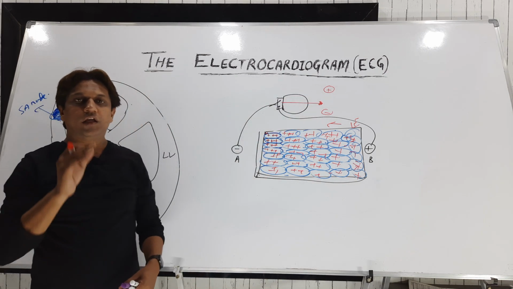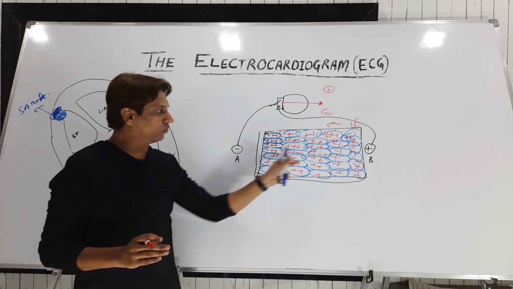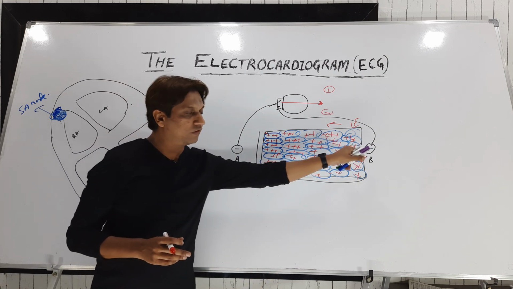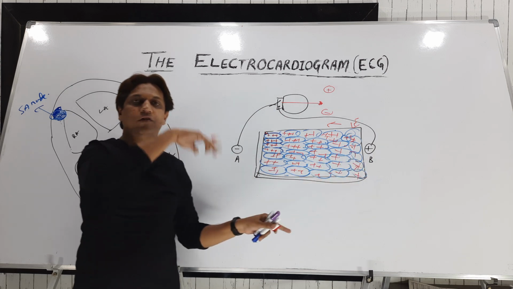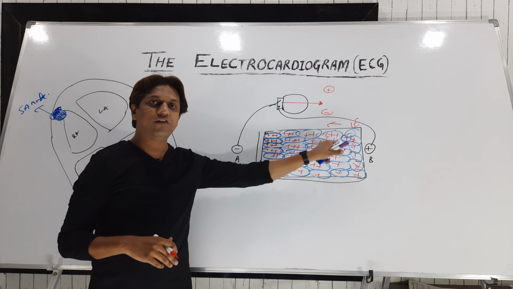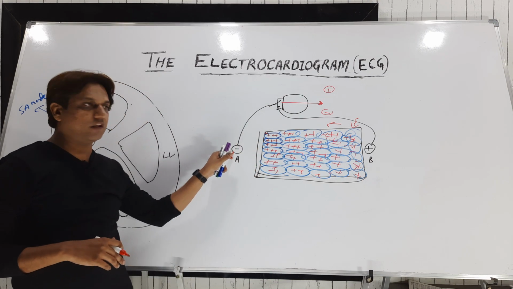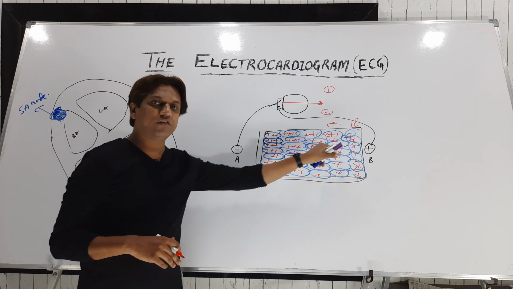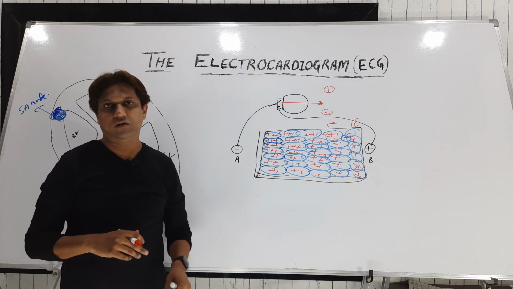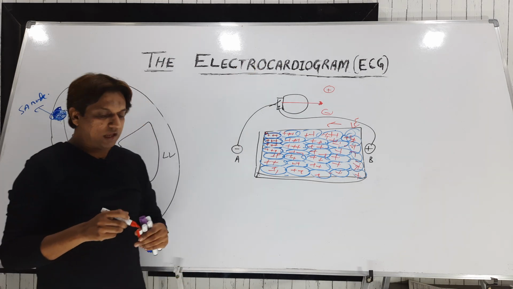So remember, if positive current moves to the positive electrode, it means the same charge moves toward the same electrode, then there will be positive deflection. If one electrical charge is moving towards the opposite charge, for example, a positive charge is moving towards the negative electrode, then it will show negative deflection, okay. This is rule number 1.